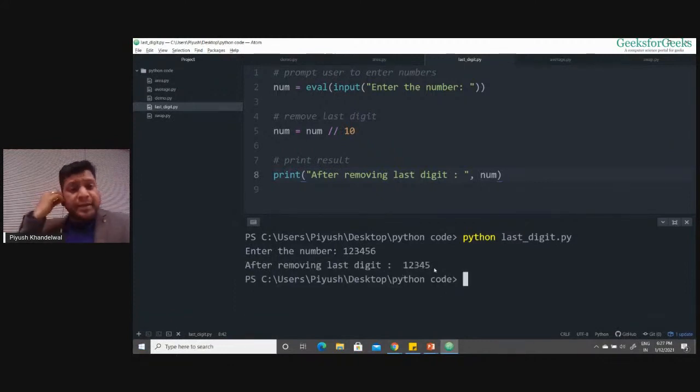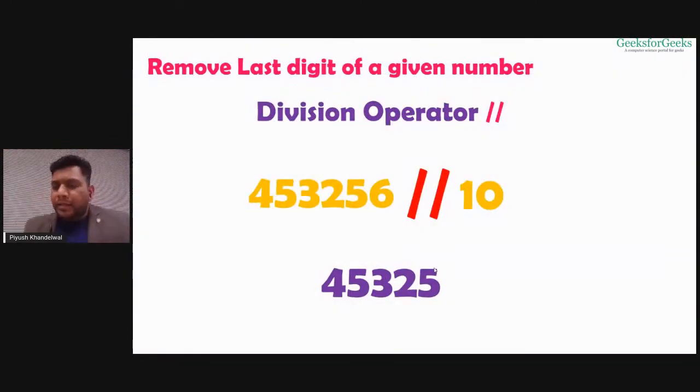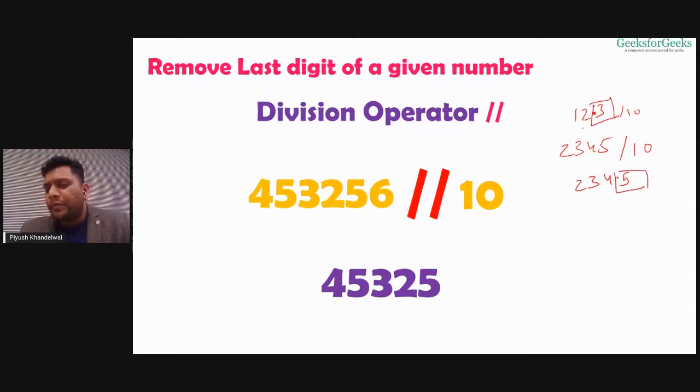So we have seen that integer division has removed the last digit of my number, right? The logic is very simple. I hope you're getting this. Suppose this is the number 1 2 3 and I'm dividing it by 10, so it will give me 12.3. If you take another number 2 3 4 5 and divide it by 10, the answer is going to be 234.5, right? And when I do integer division, this decimal part is ignored, and we have a number in which the last digit is not there.